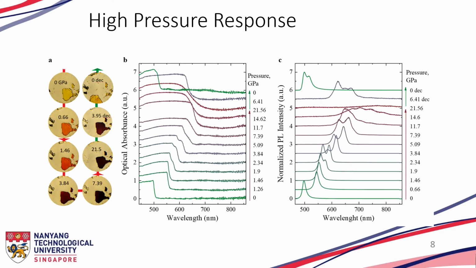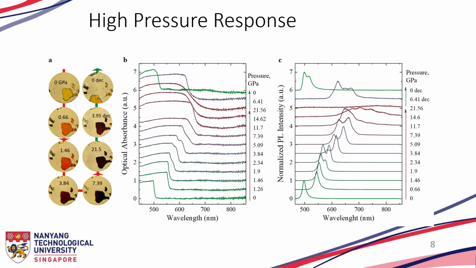And this slide is already devoted to high pressure response of this material. In figure 8, you can see how the crystal changes visually under pressure. Starting with yellow, it becomes darker, darker, darker, and after 7 to 20 GPa, it looks, in fact, black.